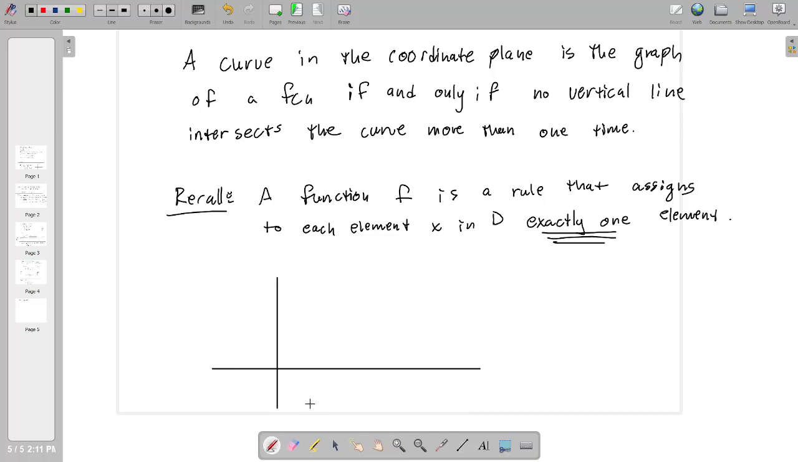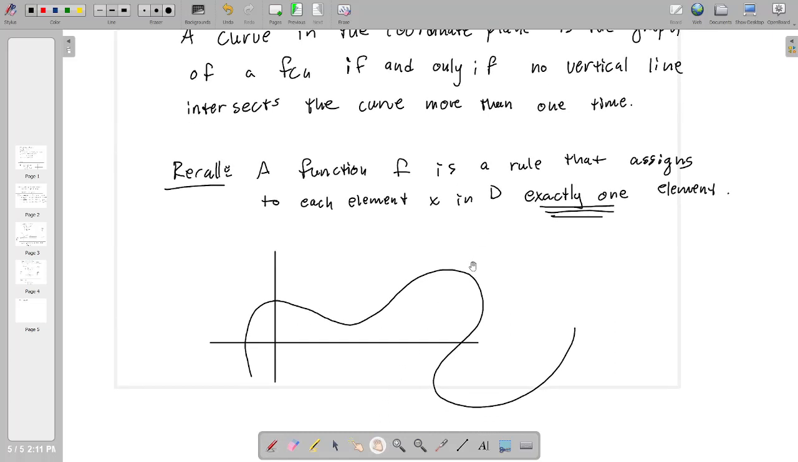So if I have a curve that looks something like this, then what does it mean for an output to have exactly one element? Well, that means that at a given x value, this point here is the output of the function. Remember, x is the independent variable, the y would be the dependent variable. So this point here, this y value, the height, would be like the output.